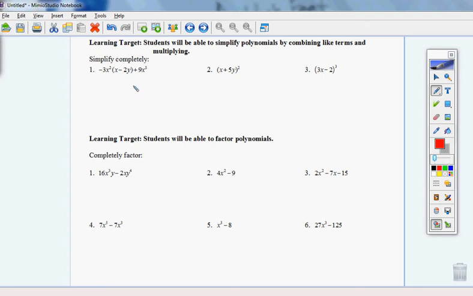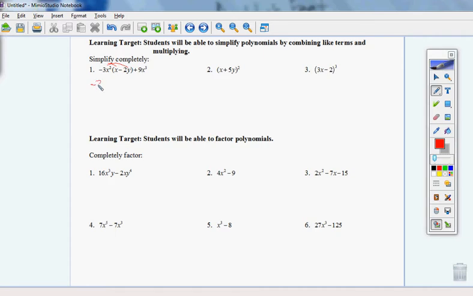Continues with our next learning target of simplifying by combining like terms and multiplying. Okay, so first thing we notice here on number 1 is that we definitely have to distribute. So this is going to distribute through. So this is something we're just refreshing your abilities to be able to distribute and combine like terms.